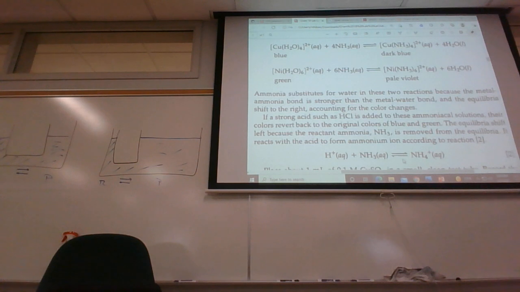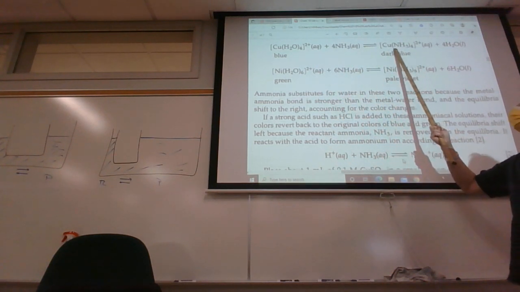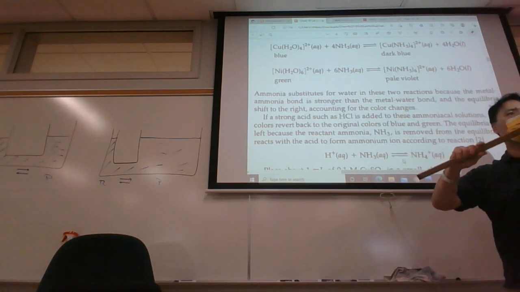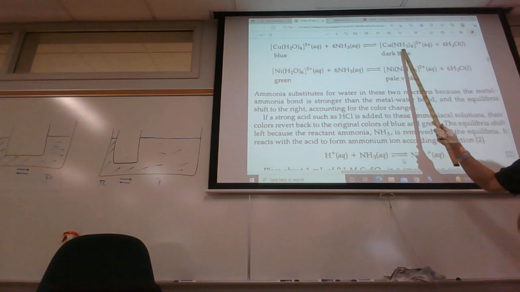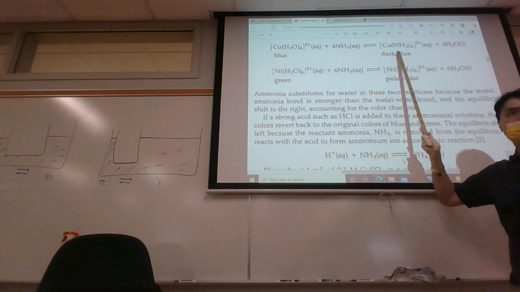Halide would be like chloride, bromide. And so water would be, what atom in water is donating a lone pair? Is it the hydrogen or the oxygen that has the lone pair? Oxygen. And so this is the oxygen donor, this is the nitrogen donor. Nitrogen donor is better. And so it should be downhill in the forward direction. So when we add ammonia, we expect it to react and go to the right.